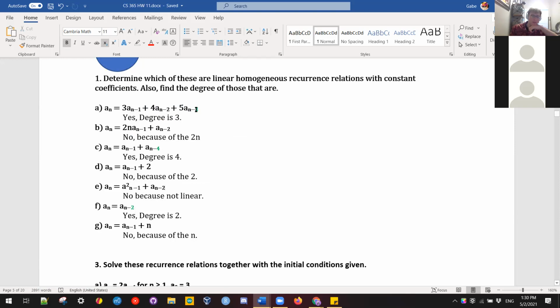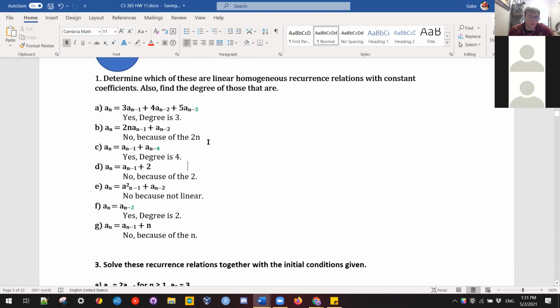And otherwise, the degree is always the last thing. So like here it's 2, here it's 4, even though it only goes 1 and 4, it's always the biggest one. So degree 4 goes to the highest subscript, I guess. And that's how you do that one.